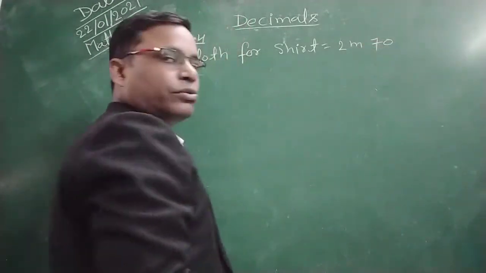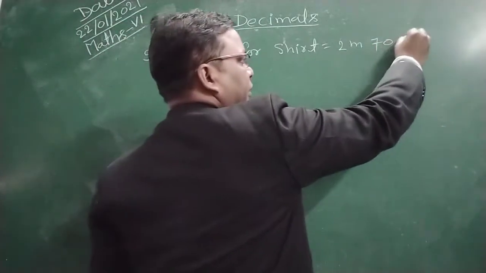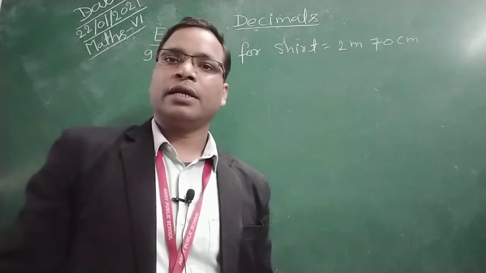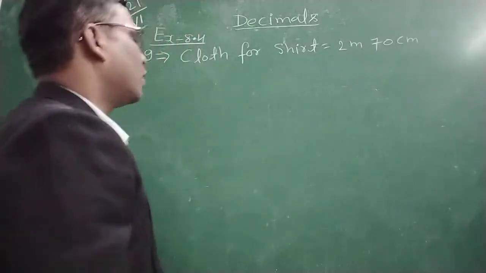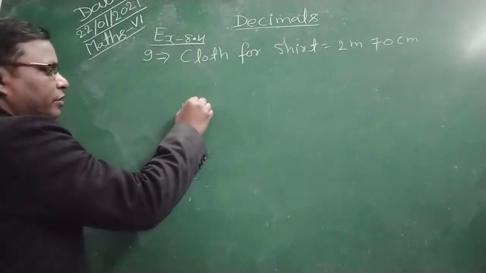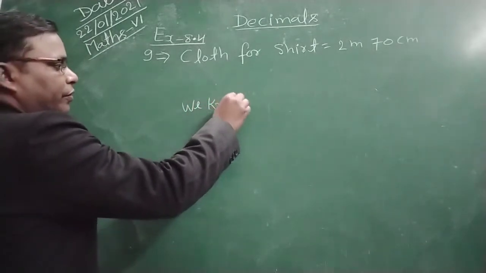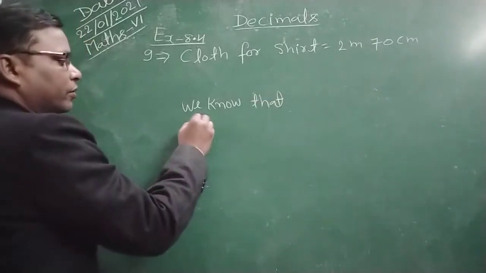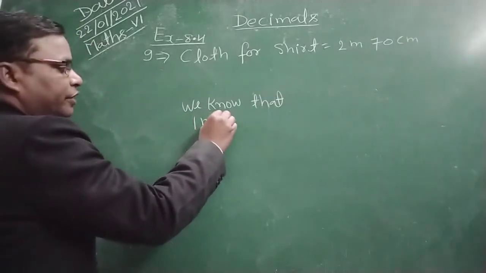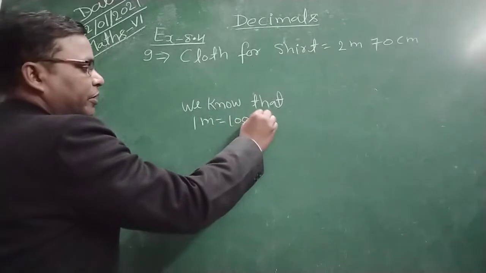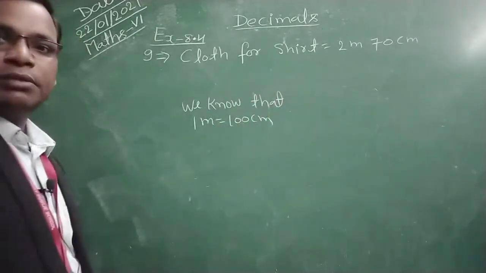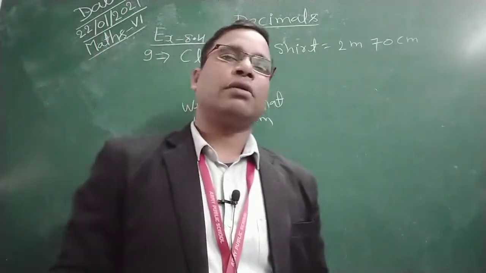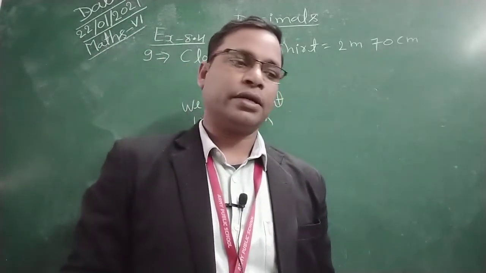Okay, so first we convert 70 centimeter in meter. So how do we convert? Because you know very well, we know that 1 meter is equal to 100 centimeter. First we convert centimeter in meter. After this we add them, then we get the total cloth bought by her.